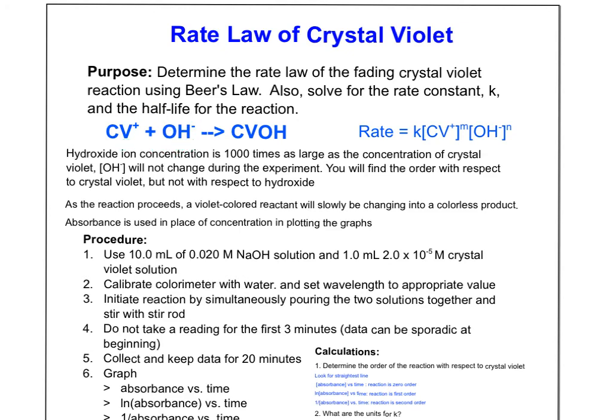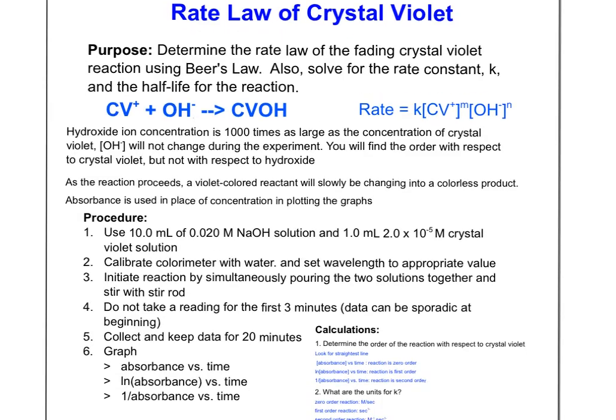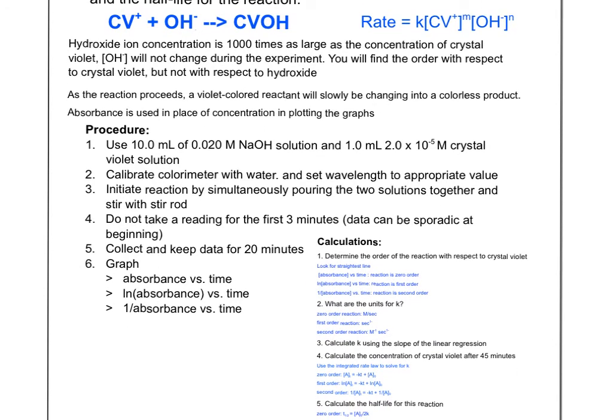Then what we did is we took this purple crystal violet reacting with the hydroxide, we put it in a cuvette, and we knew it was going to slowly get to a colorless product.